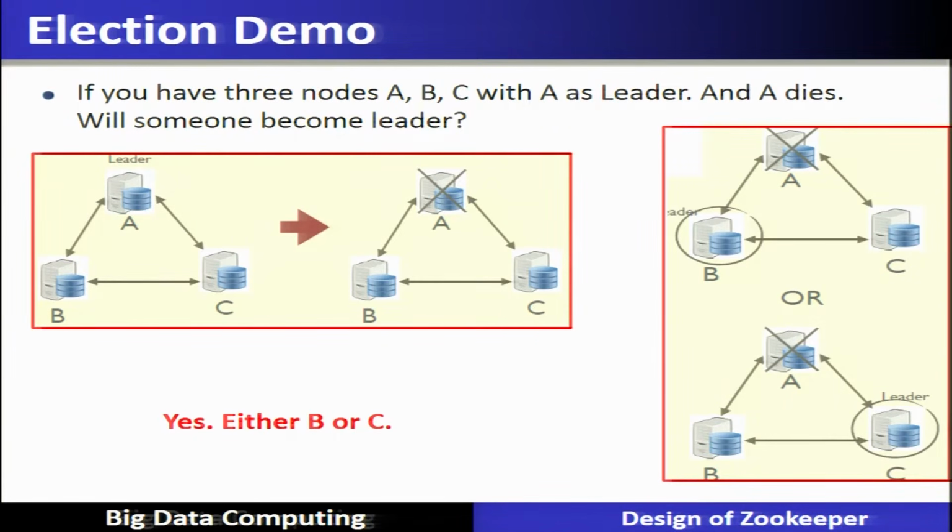So, the answer is yes. That means either B or C can become the leader. Why? Because even after the failure of A, the remaining node set remains in the majority.